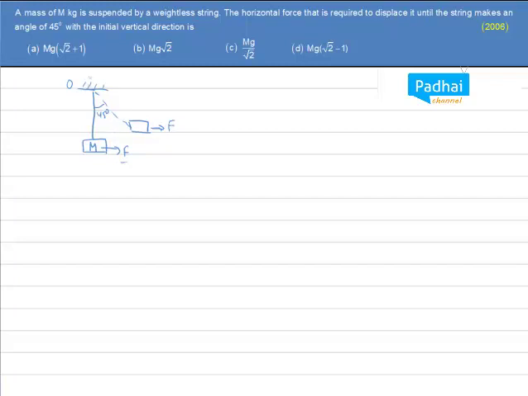Let us suppose this is A and this initial point was B and this point is C. Now let us draw a perpendicular from this. Let us mark this point D.